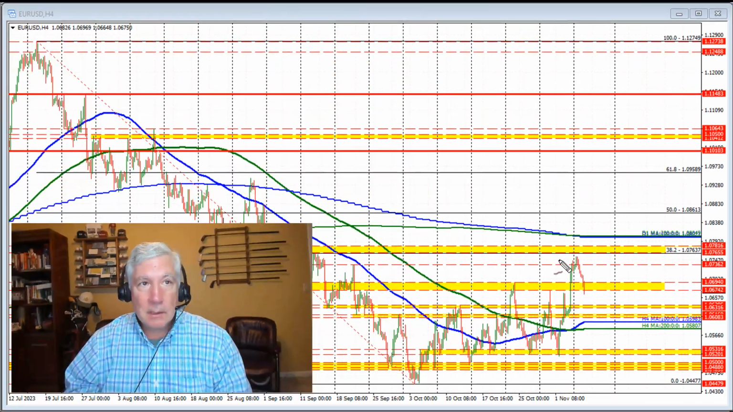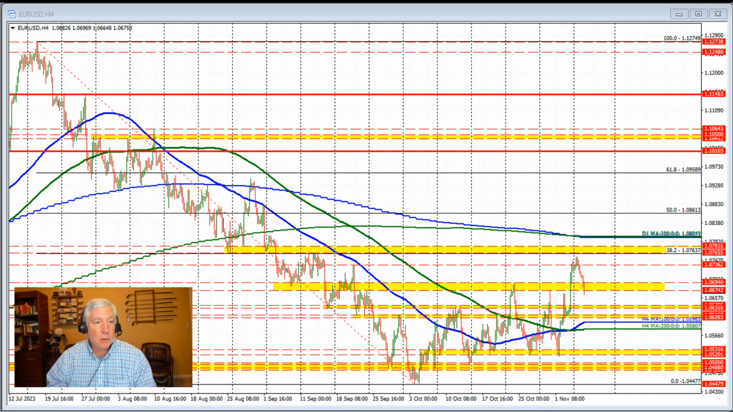I'm going to kickstart your Forex trading day in the North American session with a look at the euro versus US dollar, the dollar versus yen, and the sterling versus US dollar. So let's get started. Let's start by taking a look at the 4-hour chart of the euro versus US dollar.